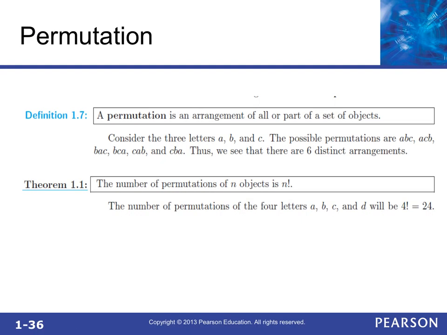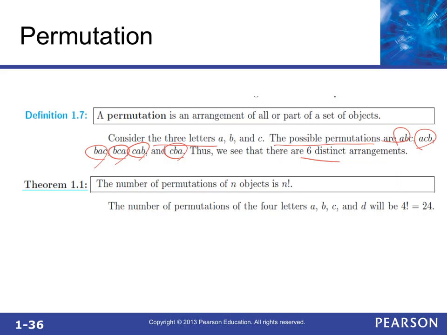The first method is the permutation. A permutation is an arrangement of all or part of a set of objects. Consider the three letters A, B, and C. The possible permutations are ABC, ACB, BAC, BCA, CAB, and CBA. So there are six distinct arrangements in this case. In fact, of course, we can draw a tree diagram to count all elements in this sample space.